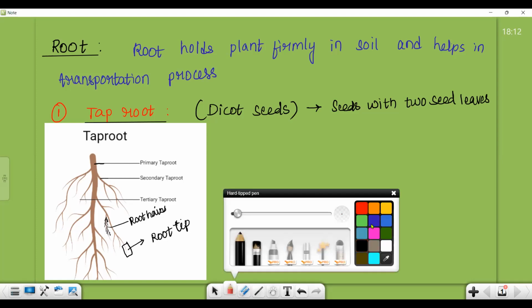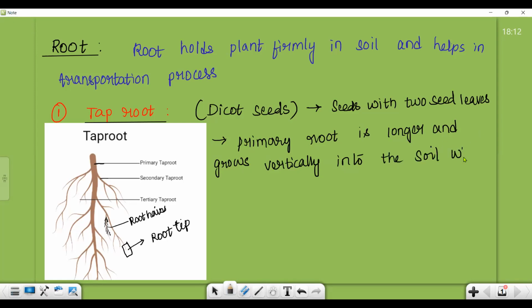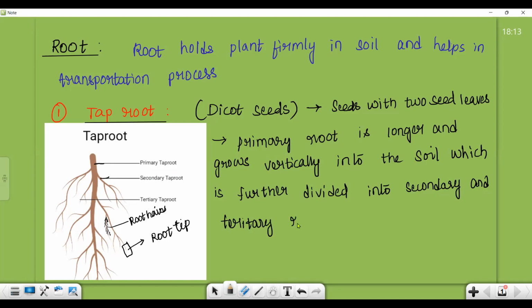Okay. So what can you find in this, students? You can find a primary root which is longer and grows vertically into the soil, right? How is it growing? Deep into the soil, vertically into the soil, and it is further divided. How is the primary root further divided? Into secondary and tertiary roots. Okay, clear with taproot?